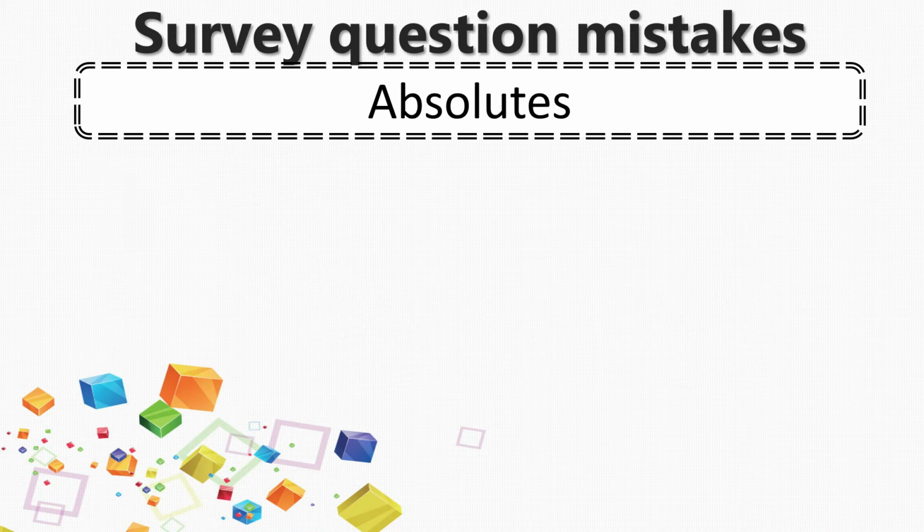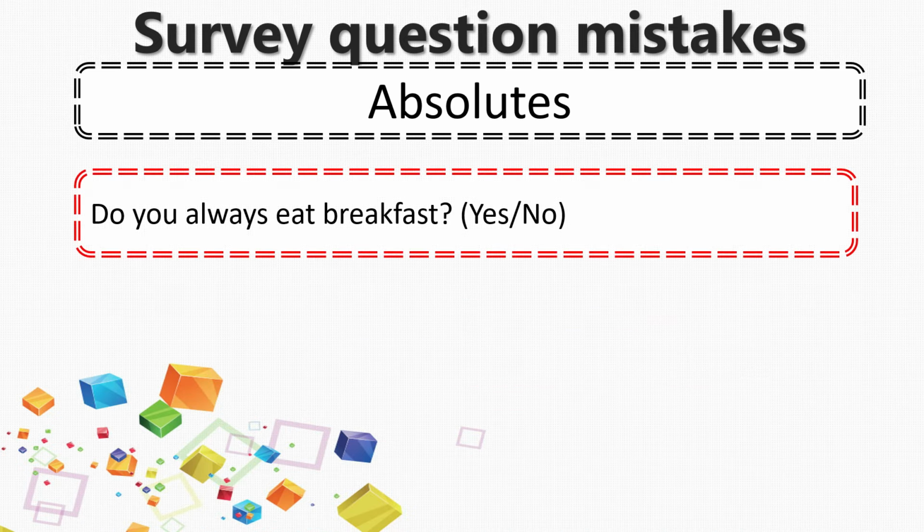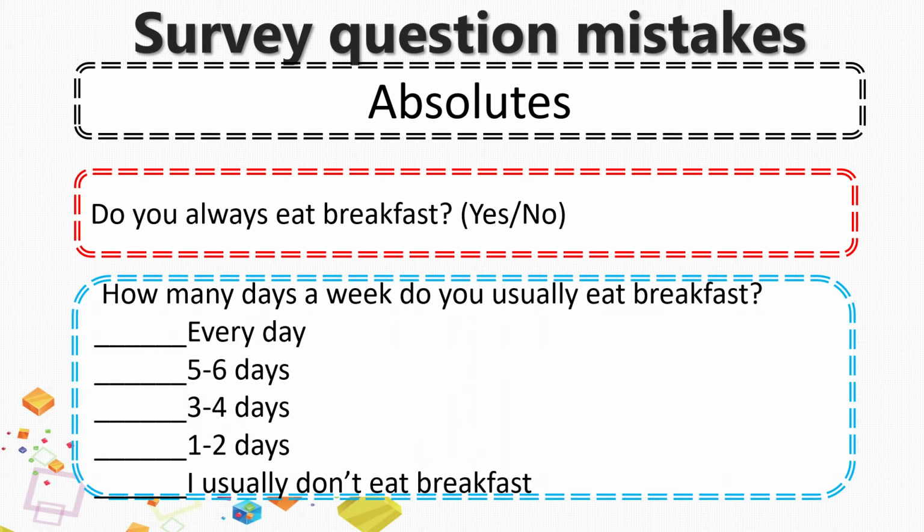Another is absolutes. For example, do you always eat breakfast? So if I answer yes, that means I always eat breakfast. But if I answer no, that means I never eat breakfast. What if I only eat breakfast twice a week? Where will I place myself, right? So absolutes. In order to correct this one, maybe you'd like to ask, how many days a week do you usually eat breakfast? Then I will be able to get a better answer, a better reflection of how frequently people eat breakfast.